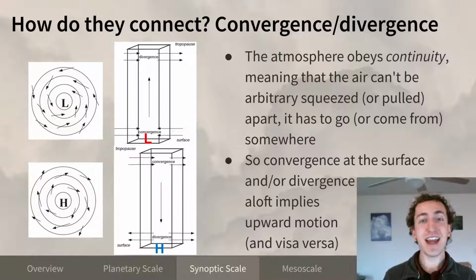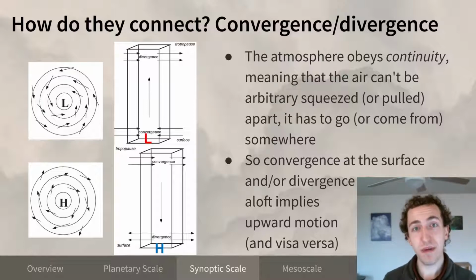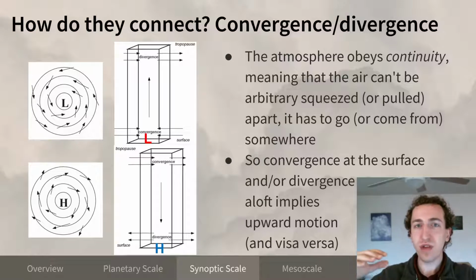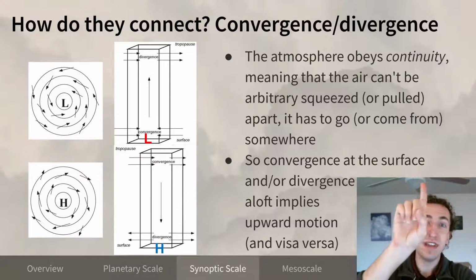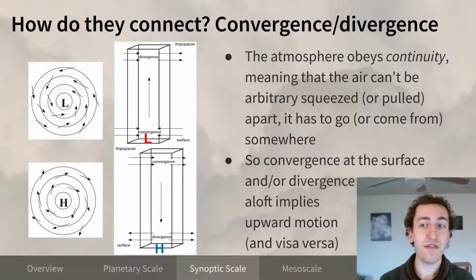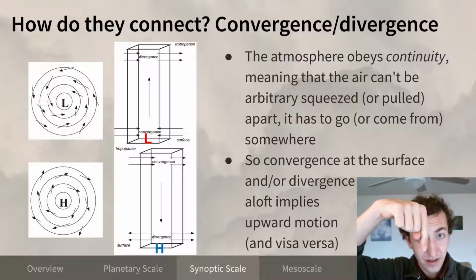The key idea that links our lower and upper atmosphere patterns by way of convergence and divergence is that the atmosphere obeys something called continuity. This means that the air can't be arbitrarily or infinitely squeezed in a single location. If you squeeze air, it has to go somewhere. If you have convergence, you'll have air leaving that point of convergence. And if you have divergence, you have to have air coming in to fill it.